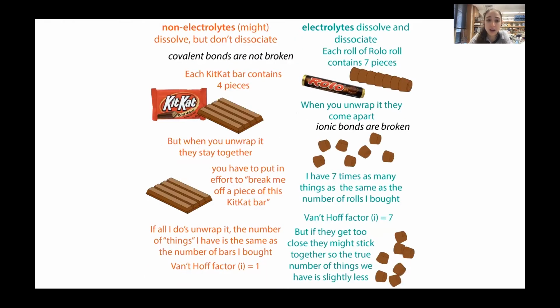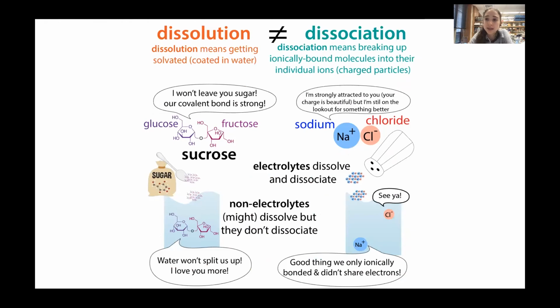Imagine you had a Kit Kat and you had a Rolo bar. Each Kit Kat bar has 4 pieces, but when you unwrap it, they stay together. But when you unwrap that Rolo bar, those things come apart. And that's kind of the idea with an electrolyte. So when you put in your sugar, even though it's made up of glucose and fructose, those aren't coming apart because those are held by covalent bonds, which are strong. But sodium chloride is held together by ionic bonds, which are really strong charge-based attractions. So when you put it in water, they'll actually dissolve and dissociate.